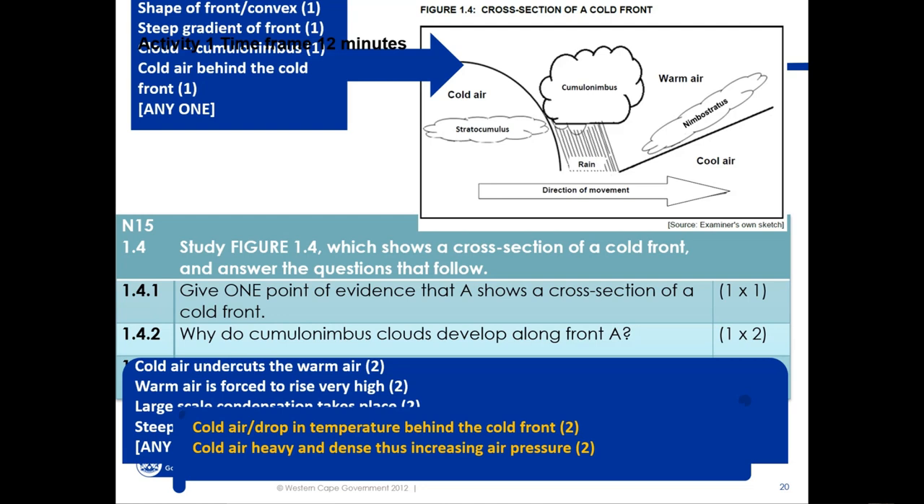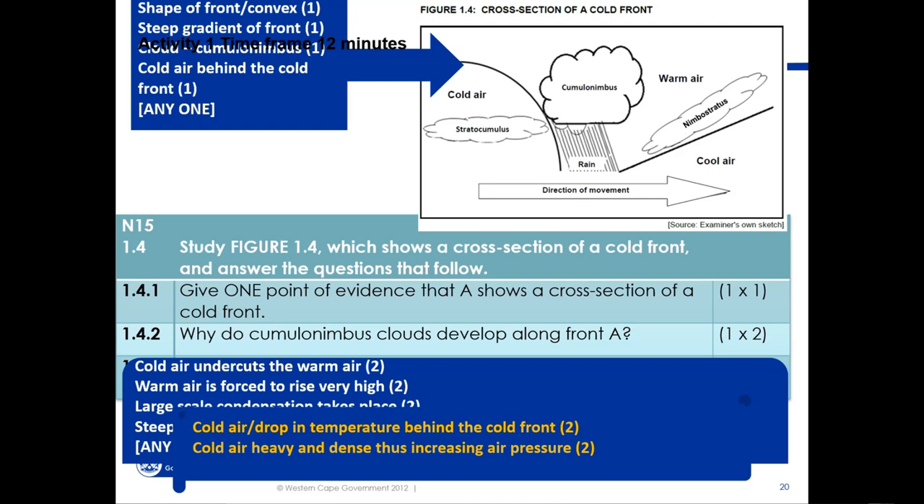All right. So then we go to 1.4.2. Why do cumulus clouds develop? And the answer there is, there we've got the answers over there. So again, the same as what I said to you in the previous one, don't just write down one. Have your backup. So the cold air undercuts the warm air, right? So the cold air is moving under. So the warm air rises, goes up quickly, right? It's going to cool down quickly, and it rains, okay?